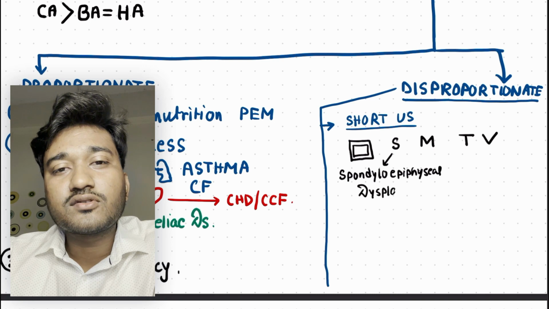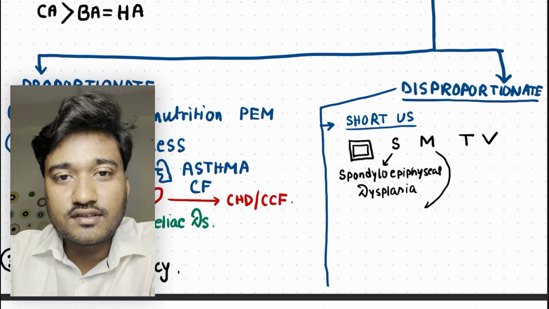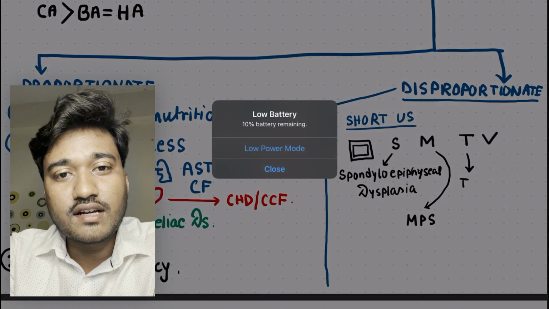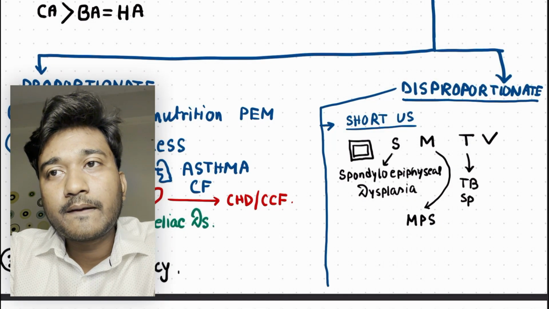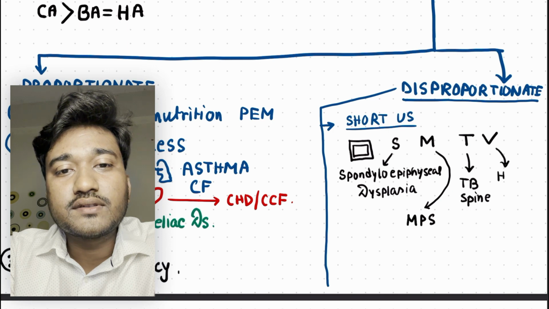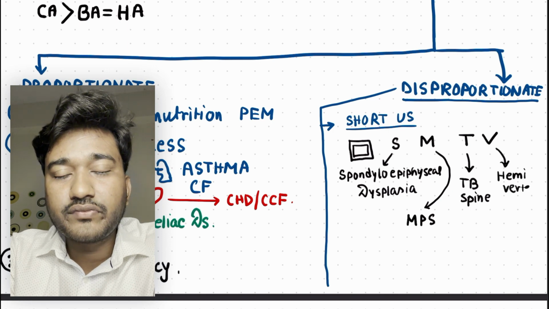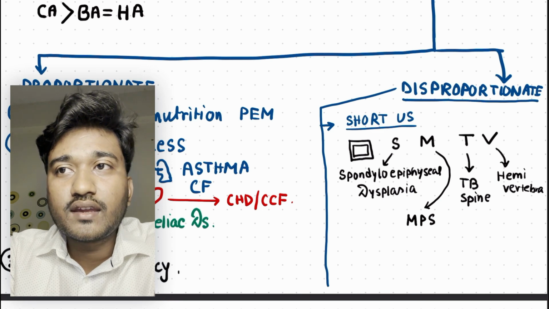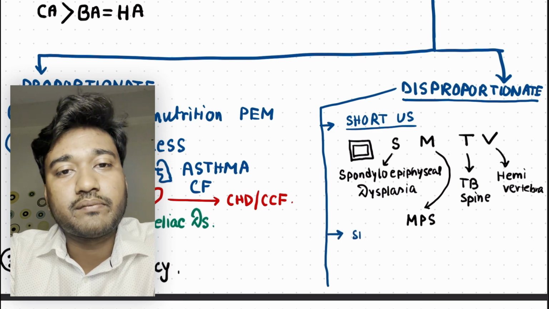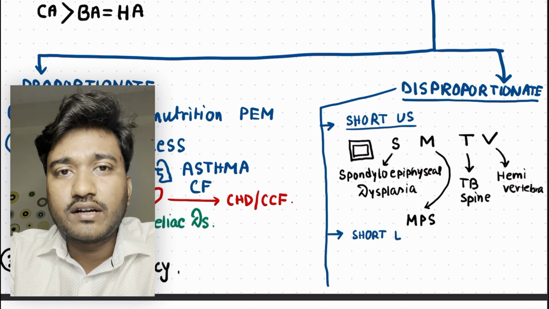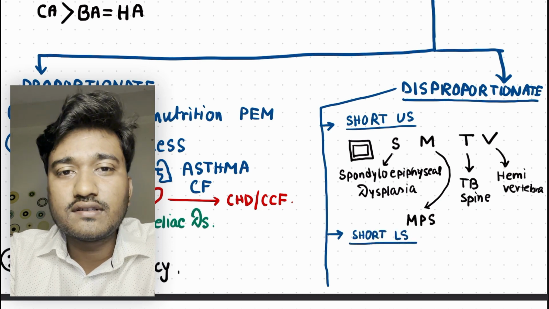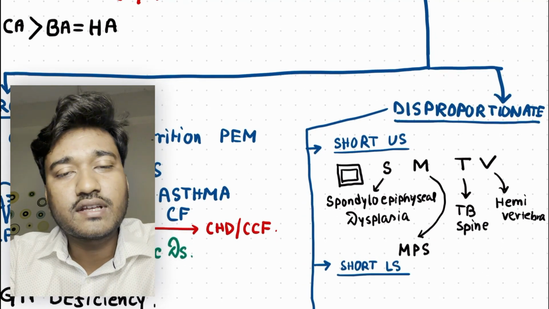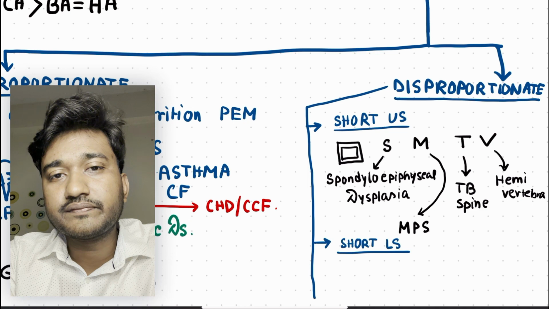So short upper segment short stature, we have a formula for this. It's like a small TV, SMTV. Small TV: S is spondyloepiphyseal dysplasia, and M for MPS, mucopolysaccharidosis, and T for TB spine, and V for hemivertebra or vertebral abnormalities. You can understand all these things as there is some issue in the upper segment, mainly in the vertebra. That's why the upper segment is becoming shorter.